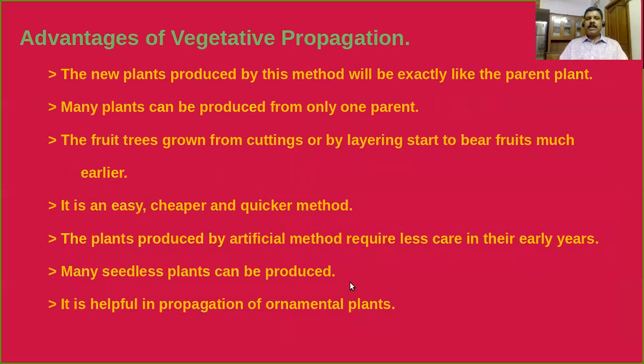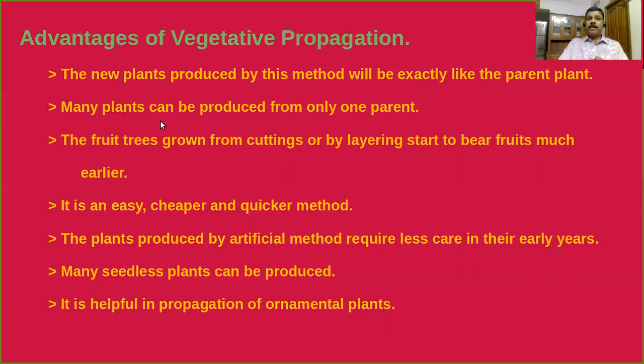Dear students, now we have to discuss the advantages of vegetative propagation. As you know, the plants produced by this method will be exactly like the parent plants. Why? Because this is a type of asexual reproduction. There will be no gametic fusion. That means there will be no variation. All the young ones are the exact copies of their parents.